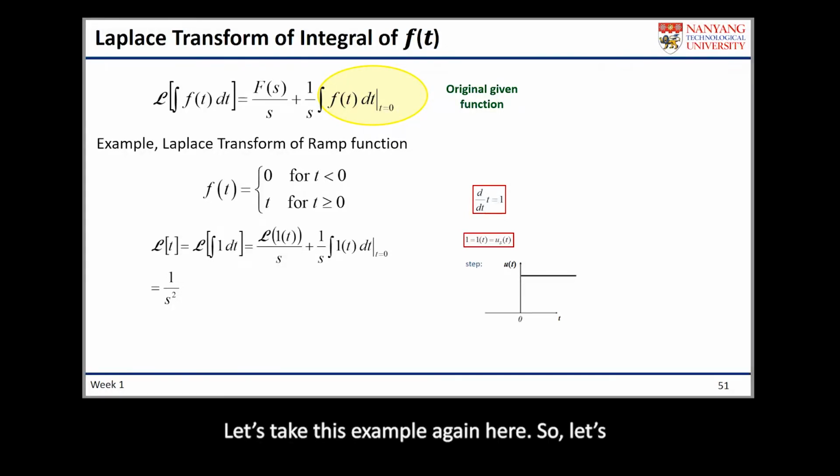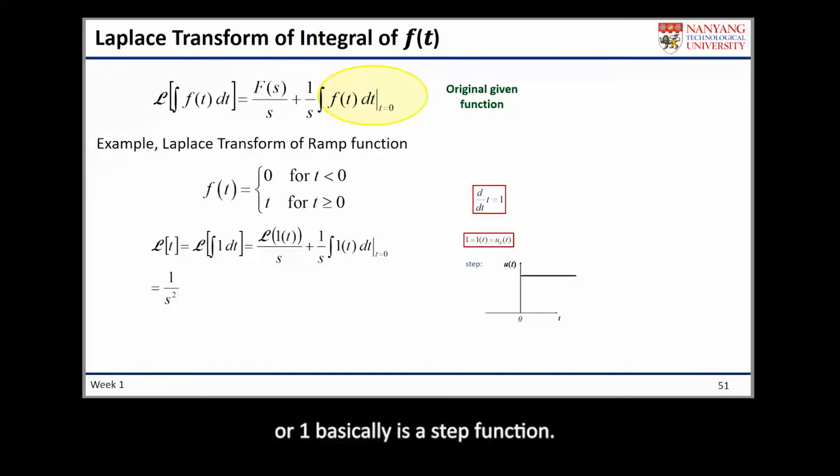Let's take this example again. Let's take a case when I have f(t). f(t) is equal to t when t is 0 or greater than 0, and f(t) is equal to 0 when t is negative. This function is sometimes called a ramp function. So f(t) basically is a linear function of time. And then you know that the first derivative of t, a linear function of time, will be equal to 1, or 1 basically is a step function.